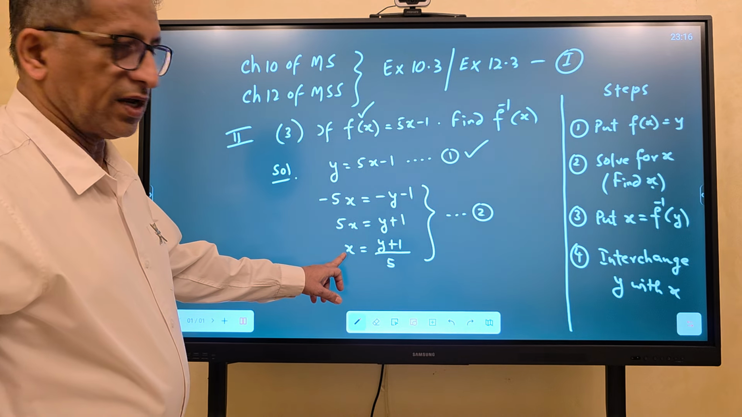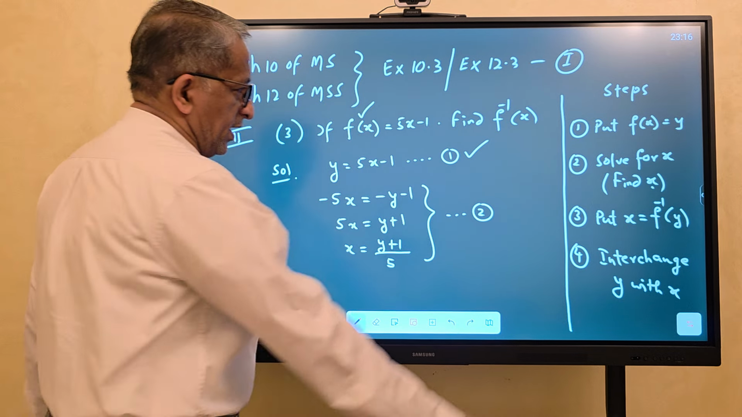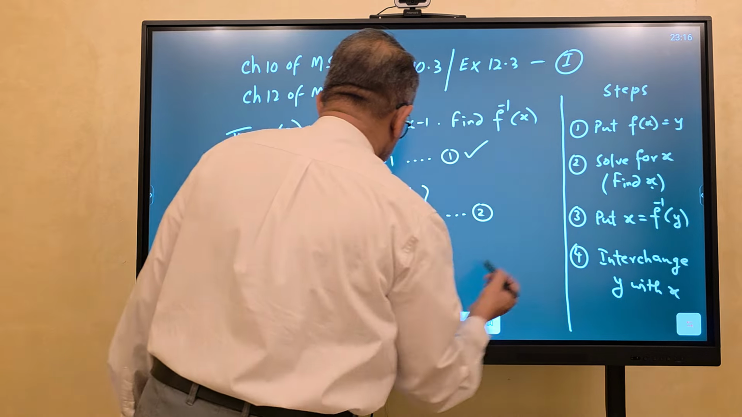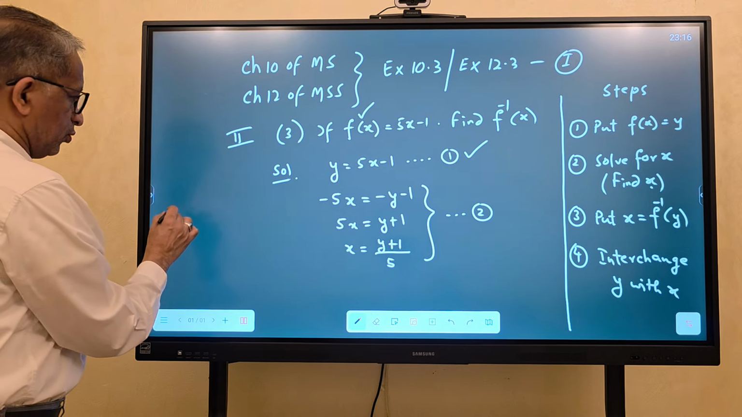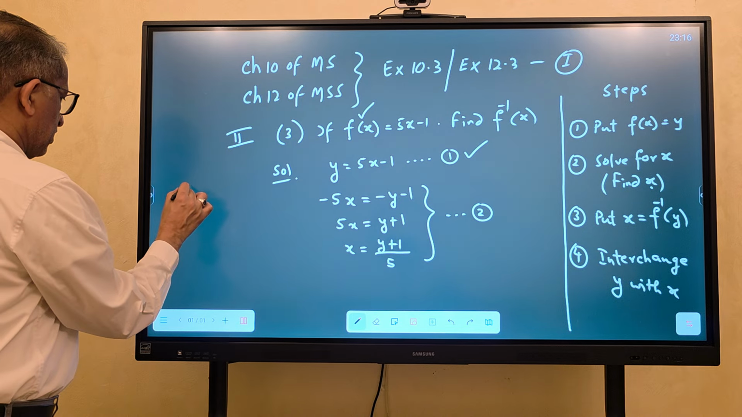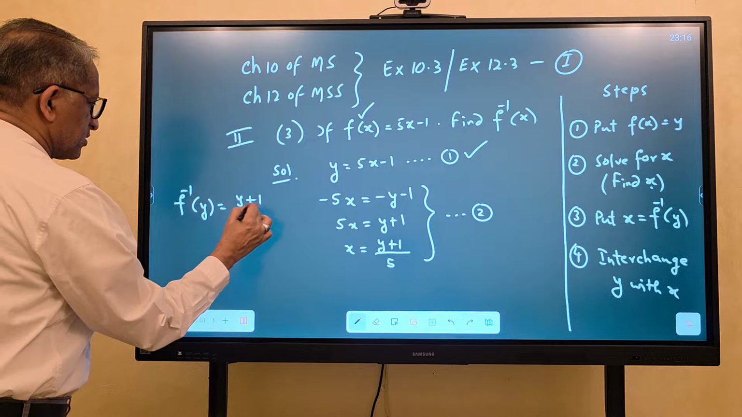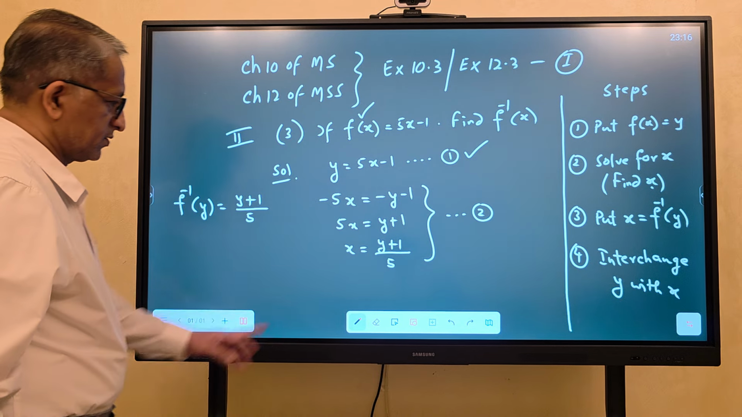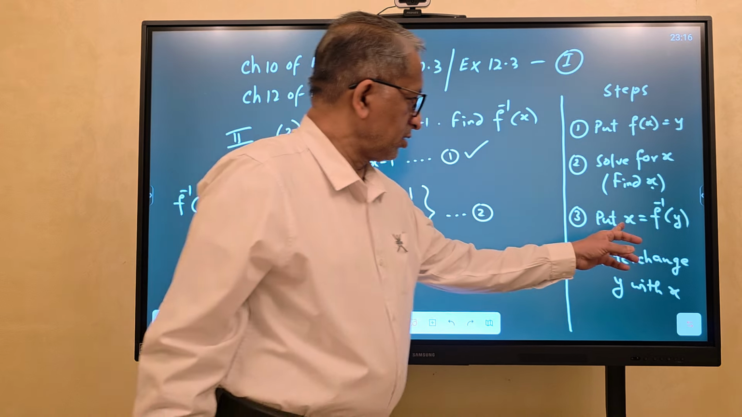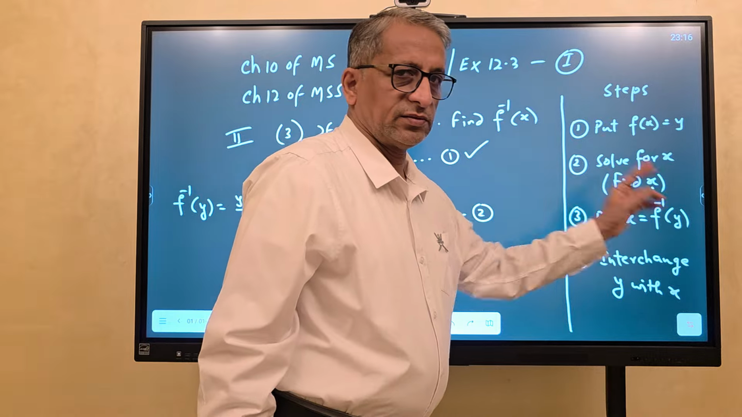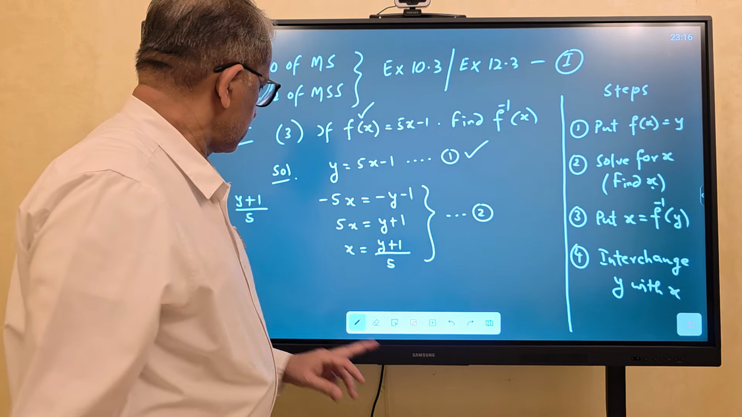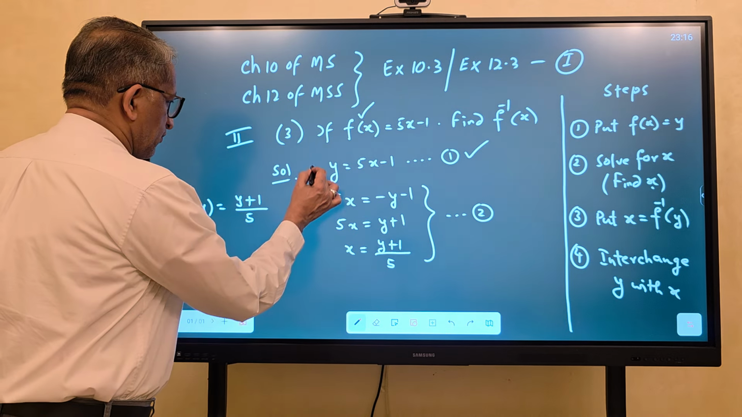Find the value of x. Third, next, put x is equal to f inverse y. I'll do here. f inverse y is equal to (y plus 1) by 5. So this x, you write as f inverse y. This is the third step, we finish.